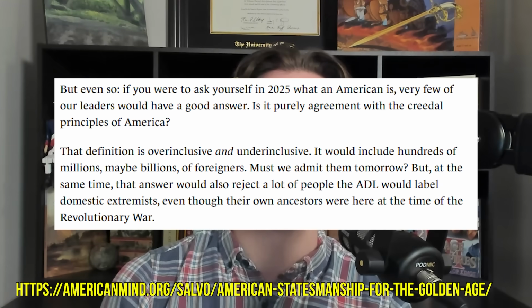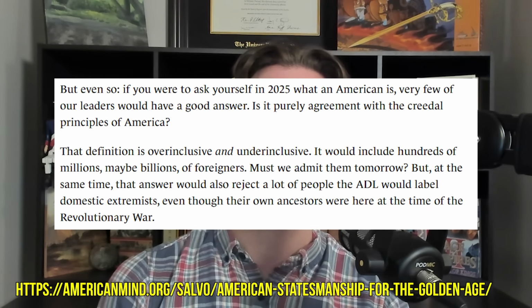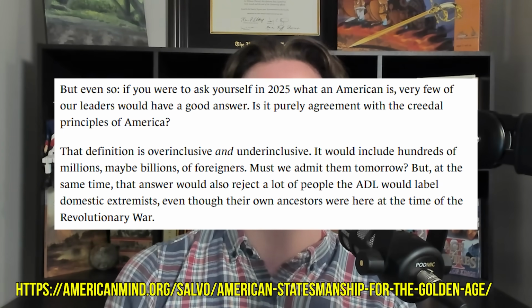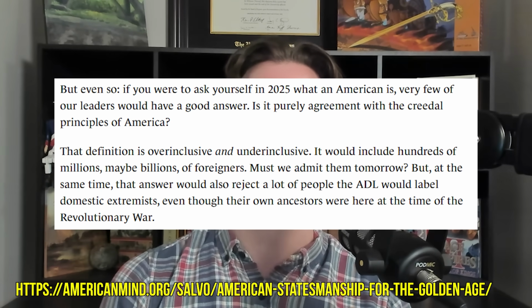He thinks it's ridiculous to define Americanness by agreement with the ideals of the Declaration of Independence, not just because that definition of American would include tons of foreigners, but crucially because it would exclude Americans with a long heritage here that the ADL would label domestic extremists. These are his words, not mine.